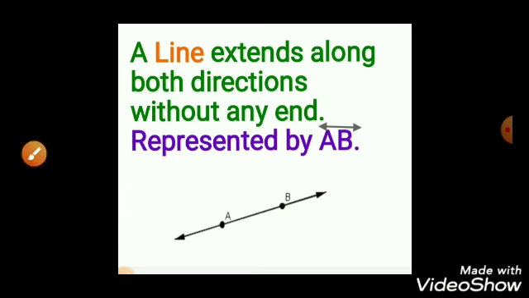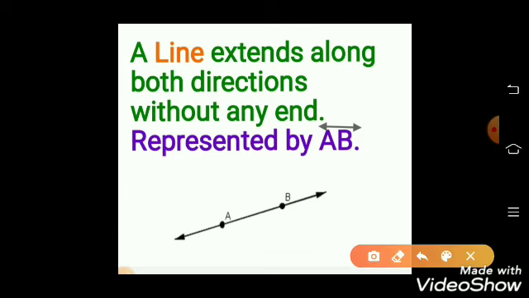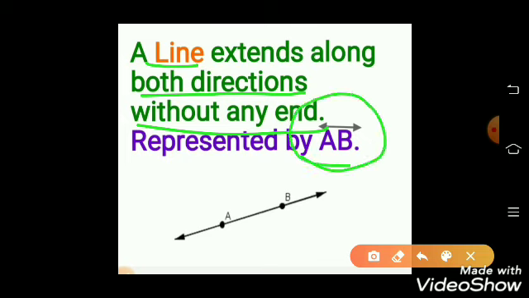Line. A line extends along both directions without any end, represented by AB with a double-sided arrow mark. This arrow mark indicates that it has no ends. Sometimes small letters like L, M, N and so on are used to denote lines. Okay, line means it extends in both directions without any end. It is represented by AB with a double-sided arrow mark.